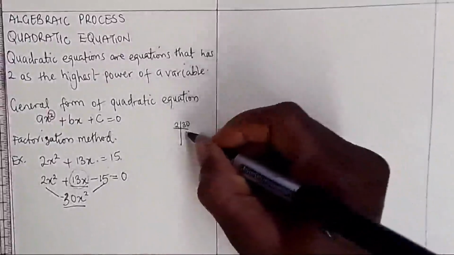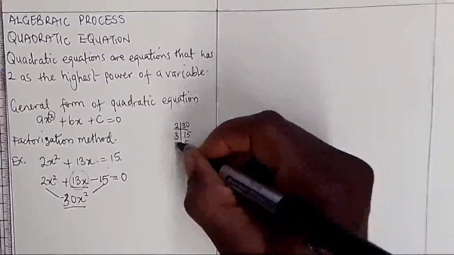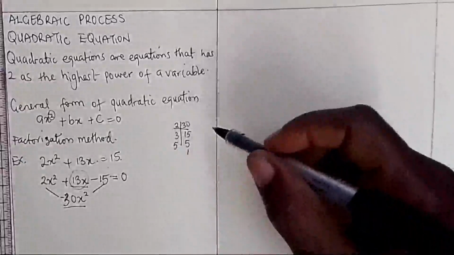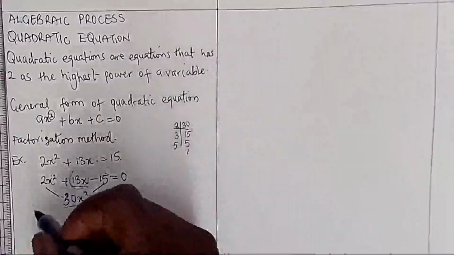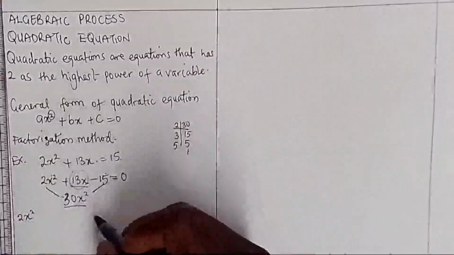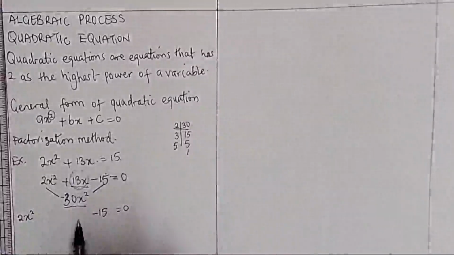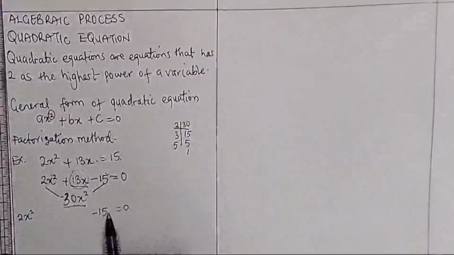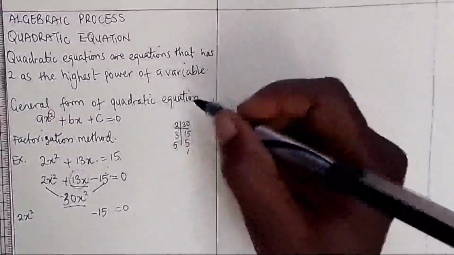Let's use 30 to get the factors. 2 divided into 30 gives us 15. 3 divided into 15 gives us 5. And then 5 divided by 5 gives us 1. Now remember, I said we are looking for 2 factors. Write out the last number and the first number: the one carrying x squared, and then the last number, minus 15, equal to 0. So we are looking for 2 factors that will come in between 2x squared and minus 15. These are 3 factors, but we only need 2.